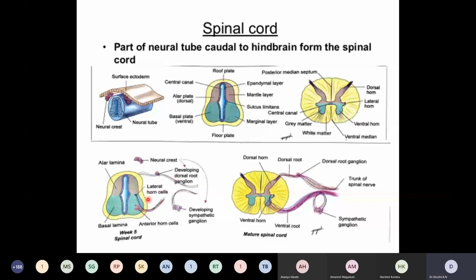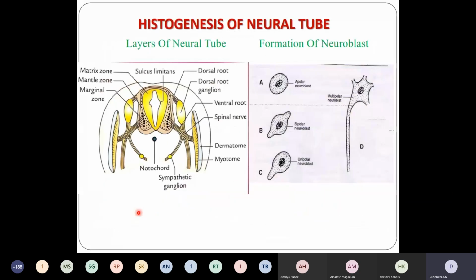In the third stage, the histogenesis of the neural tube happens, where the cells in the mantle layer get differentiated into neuroblast and the spongioblast. Neuroblast forms the neurons. Okay, this is the sulcus limitans, and here you have the middle layer that is called the mantle layer. I told you in the mantle layer you get two types of cells, neuroblast and spongioblast.